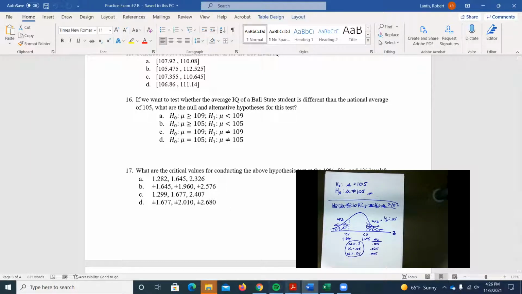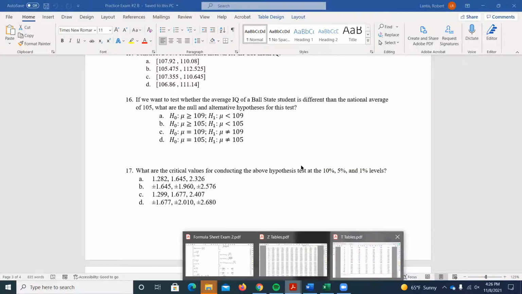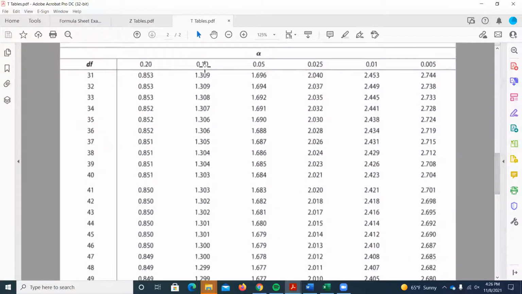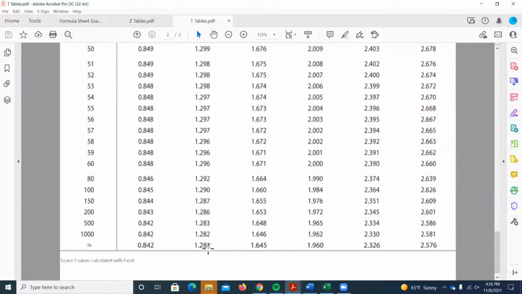So how would I do that? Let me get rid of this real quick. Now the area I want is 0.1, 0.05, and 0.01, so I'm just looking at these three columns. I can go to that very last row: 1.282, 1.645, 2.326. Now the issue is, those are going to be my critical values for a right tail test. What if I wanted critical values for the left tail test?